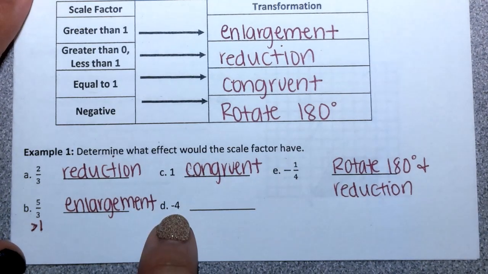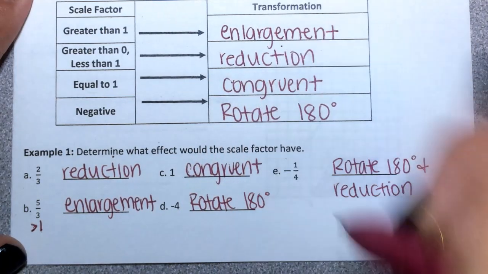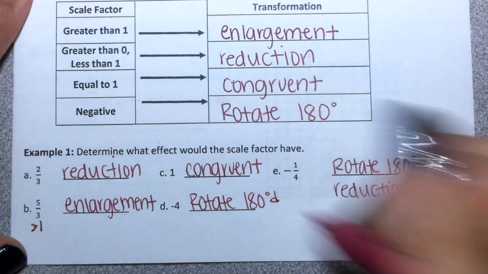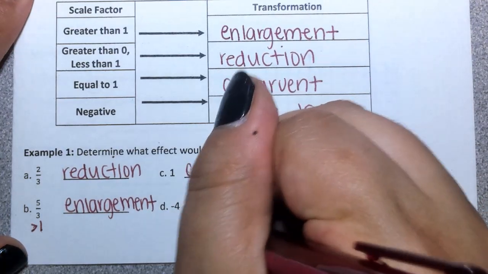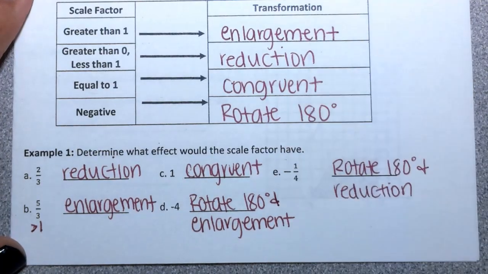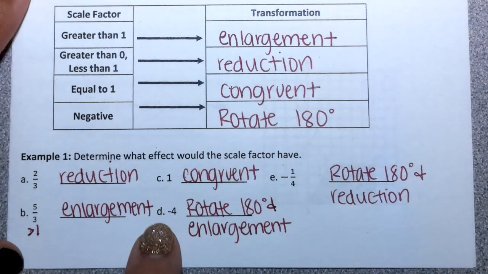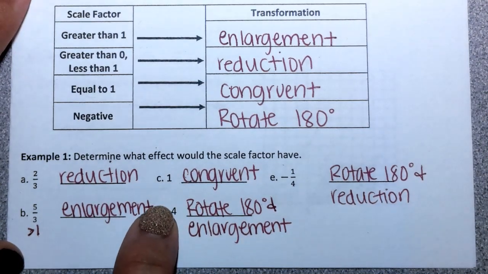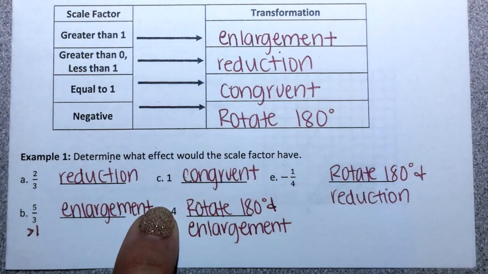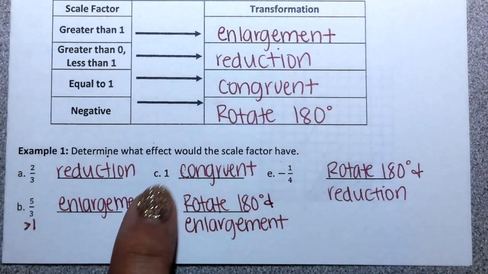What about -4? Rotate 180. And here's where people wanted to argue with me last period. And it is going to be an enlargement. But Miss Olivares, you said if it was less than 1, it's a reduction, but greater than 0. The negative is rotating 180. Then look at the number. What's the number? 4 is bigger than 1. It's an enlargement. Don't look at -4 as the whole. Look at it each part.